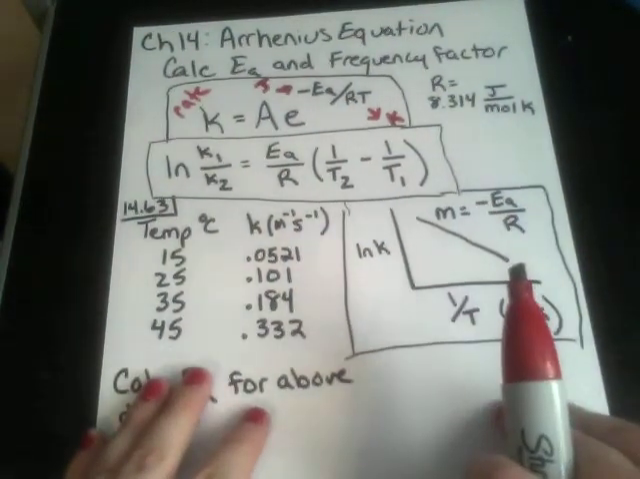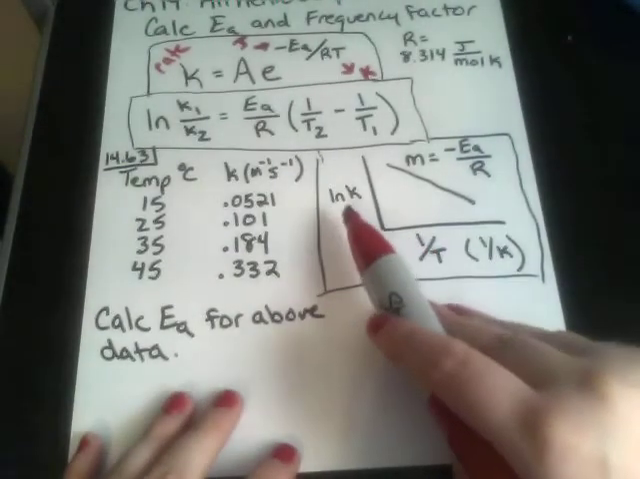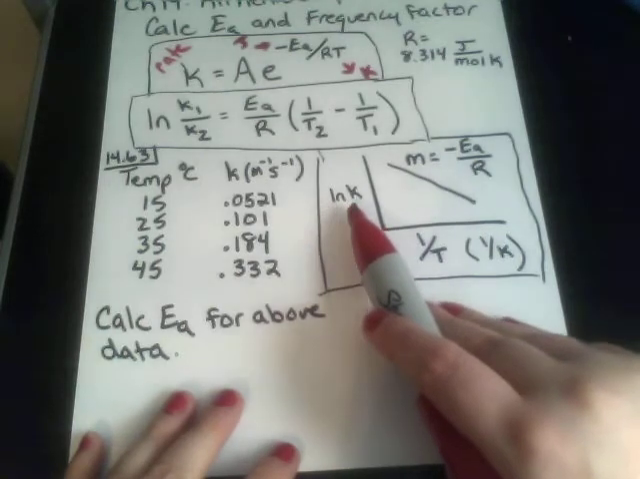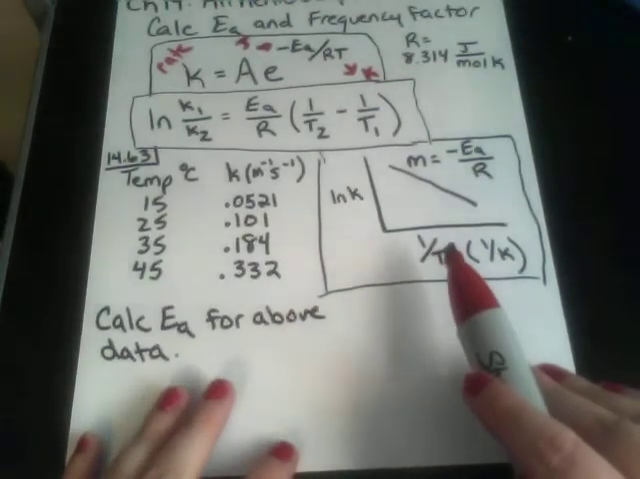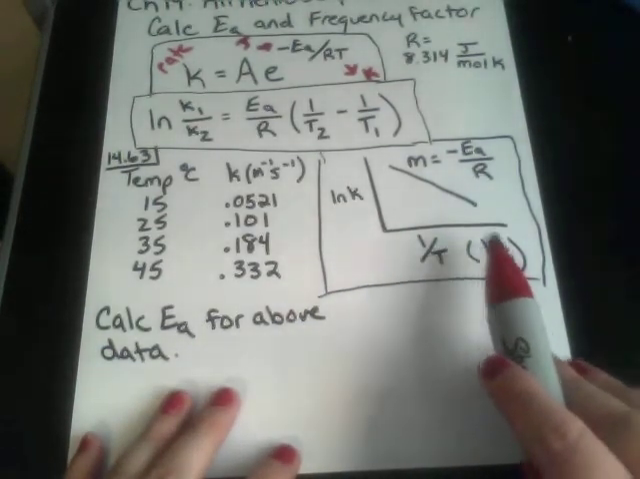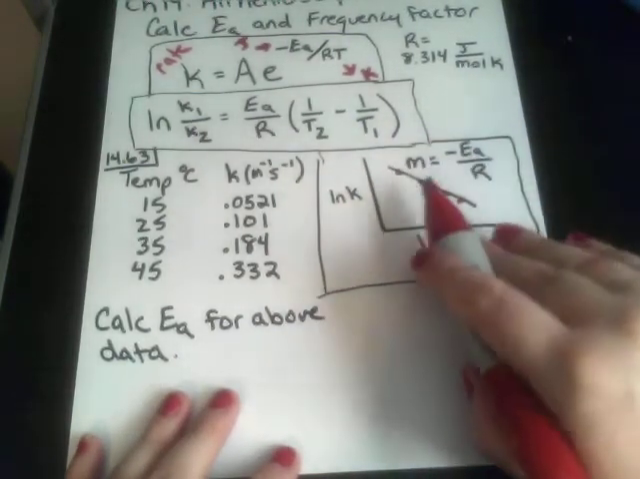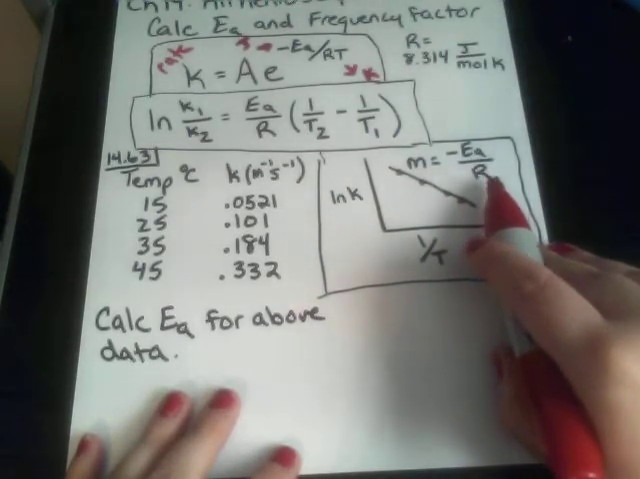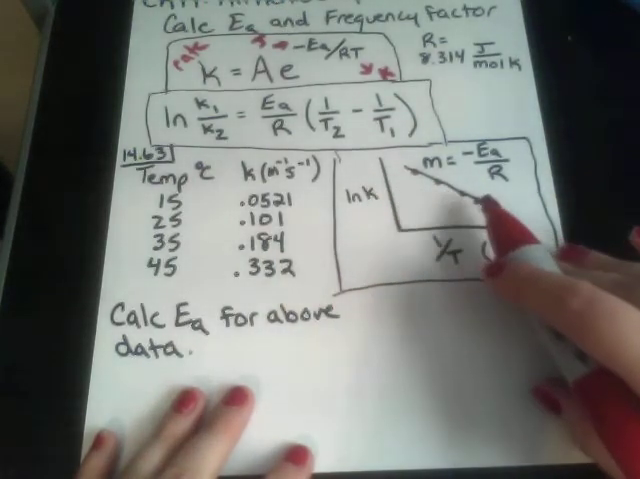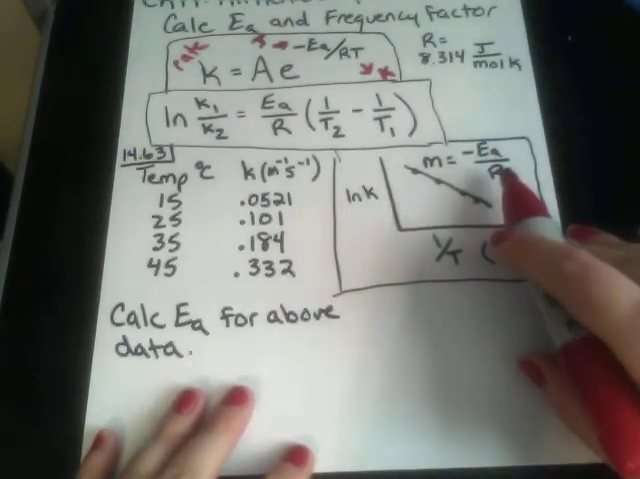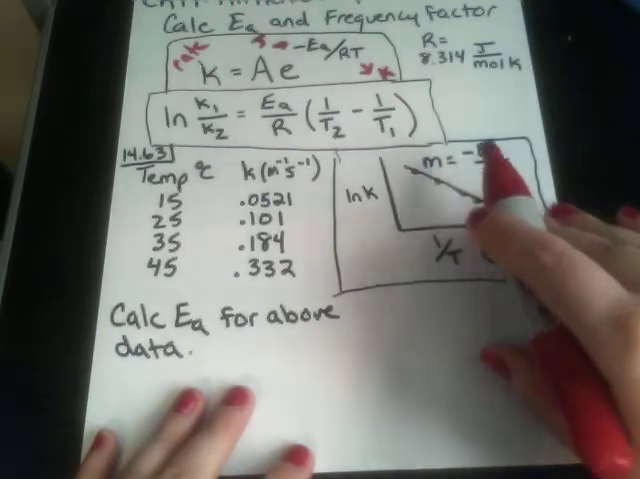A is just a constant. So they break it down and tell us that, let's go down to this square here. If you were to graph the ln of k, the natural log of the rate constant, versus 1 over the temperature in Kelvin, you would see that the slope, m, is negative E sub A over R. So if you're given a set of data like this, you could graph it and calculate the slope, then multiply the slope by 8.314 and take the negative of it, and that's the E sub A.